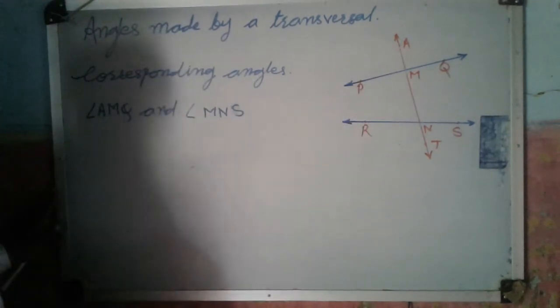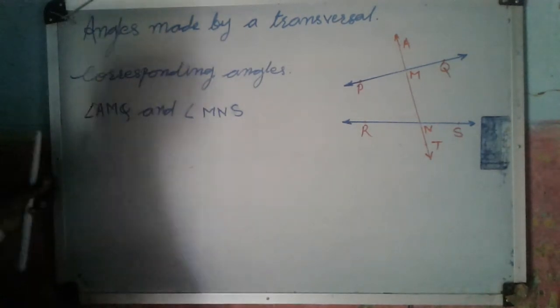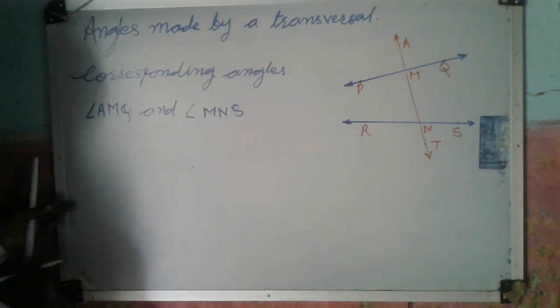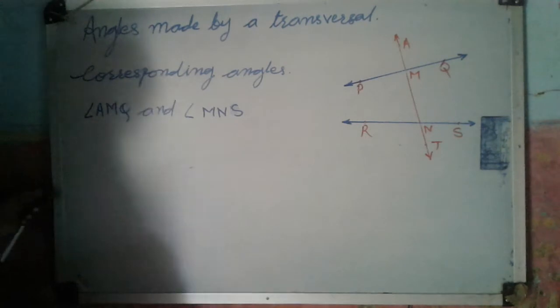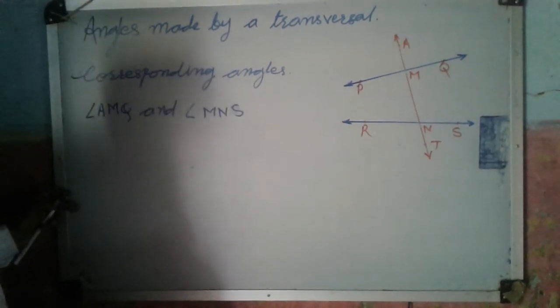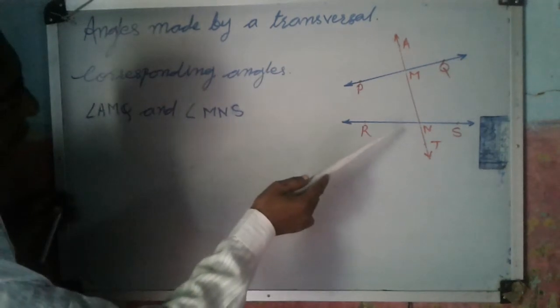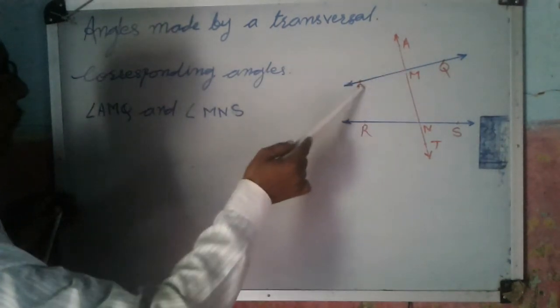Now we will find some more such pairs of angles. So this is one pair. So we can find another pair also. See here, another pair is here, AMP.